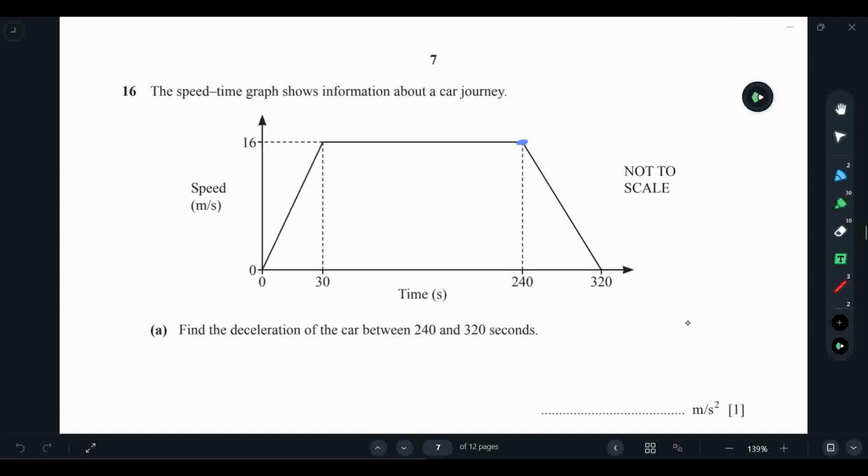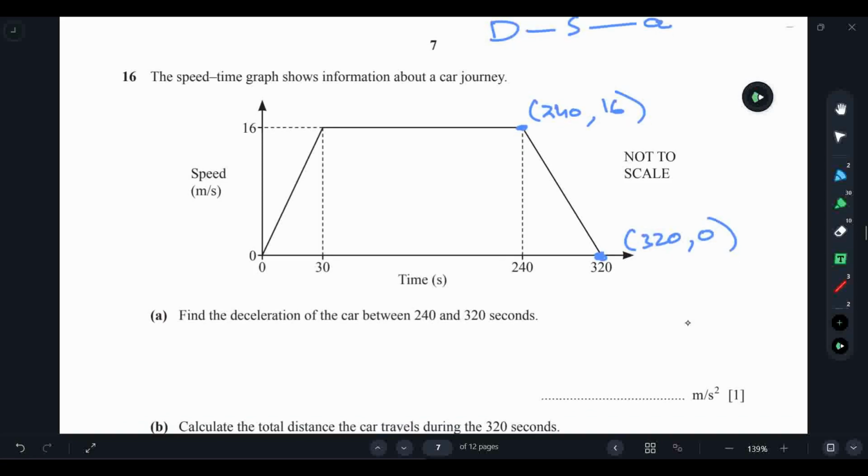Now we know that when we have a distance time graph, if we find out the gradient, we will have speed, and in a speed time graph, if we find out the gradient, we will have the acceleration. So here we need to find out the gradient for the deceleration portion. This point has x coordinate 240 and y coordinate 16, and for this point x coordinate is 320 and y coordinate is 0.